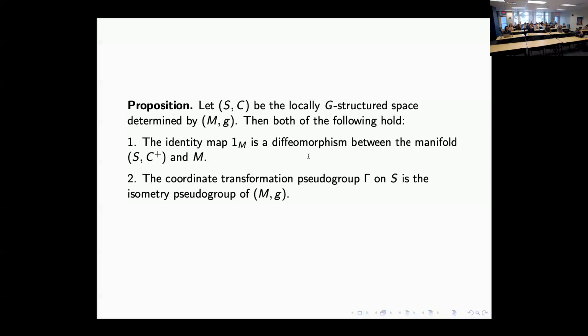Okay, so the following two things hold. First, the manifold that you recover from SC is just the manifold M that we began with. If one employs the recovery procedure that I was sketching in answer to question 1 and applies that to SC, you get back the manifold M. Okay, that's the first important fact. Second, the coordinate transformation pseudogroup that we built on S is just the isometry pseudogroup of MG. Okay, so MG and the locally G-structured space that it determines are super closely related to one another, captured in this sense.